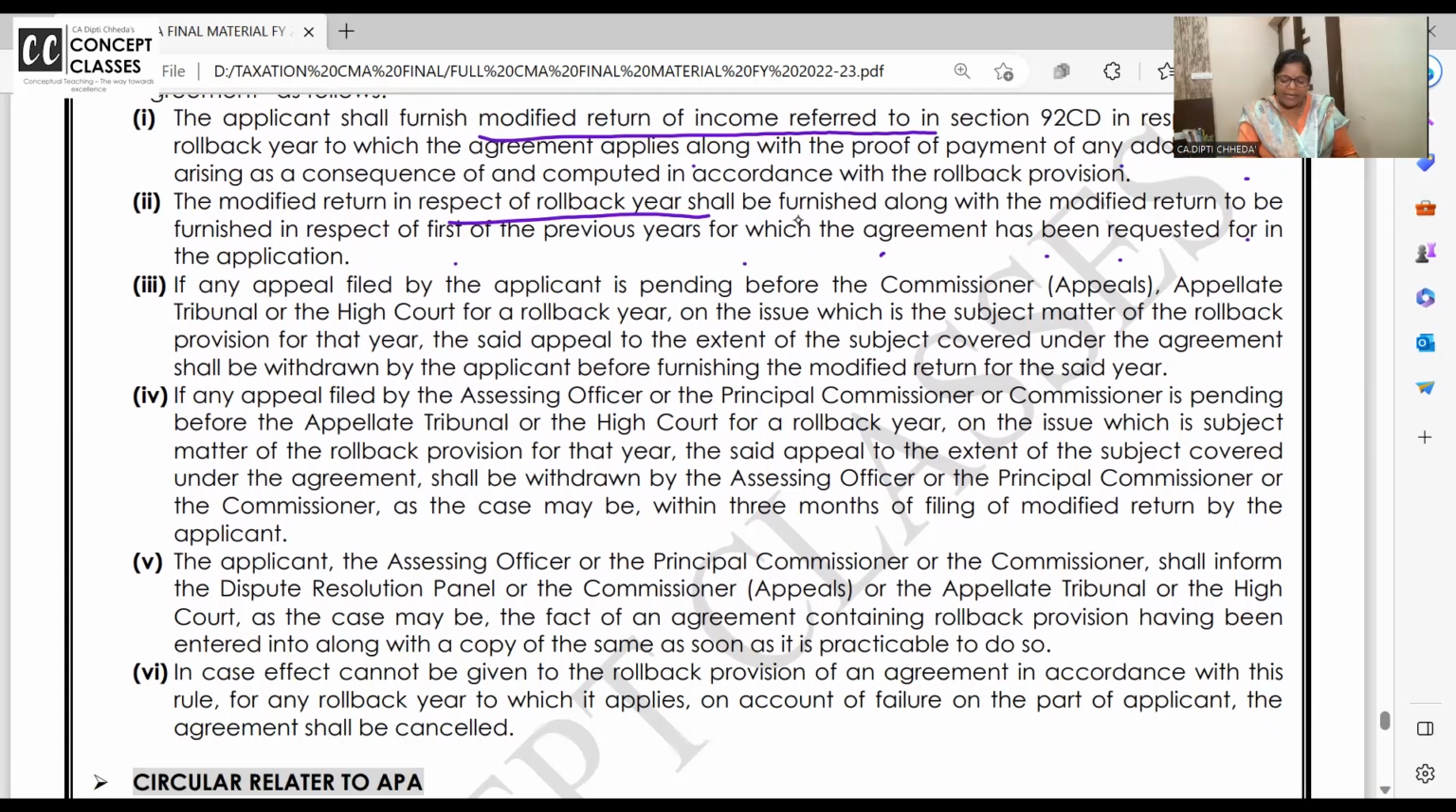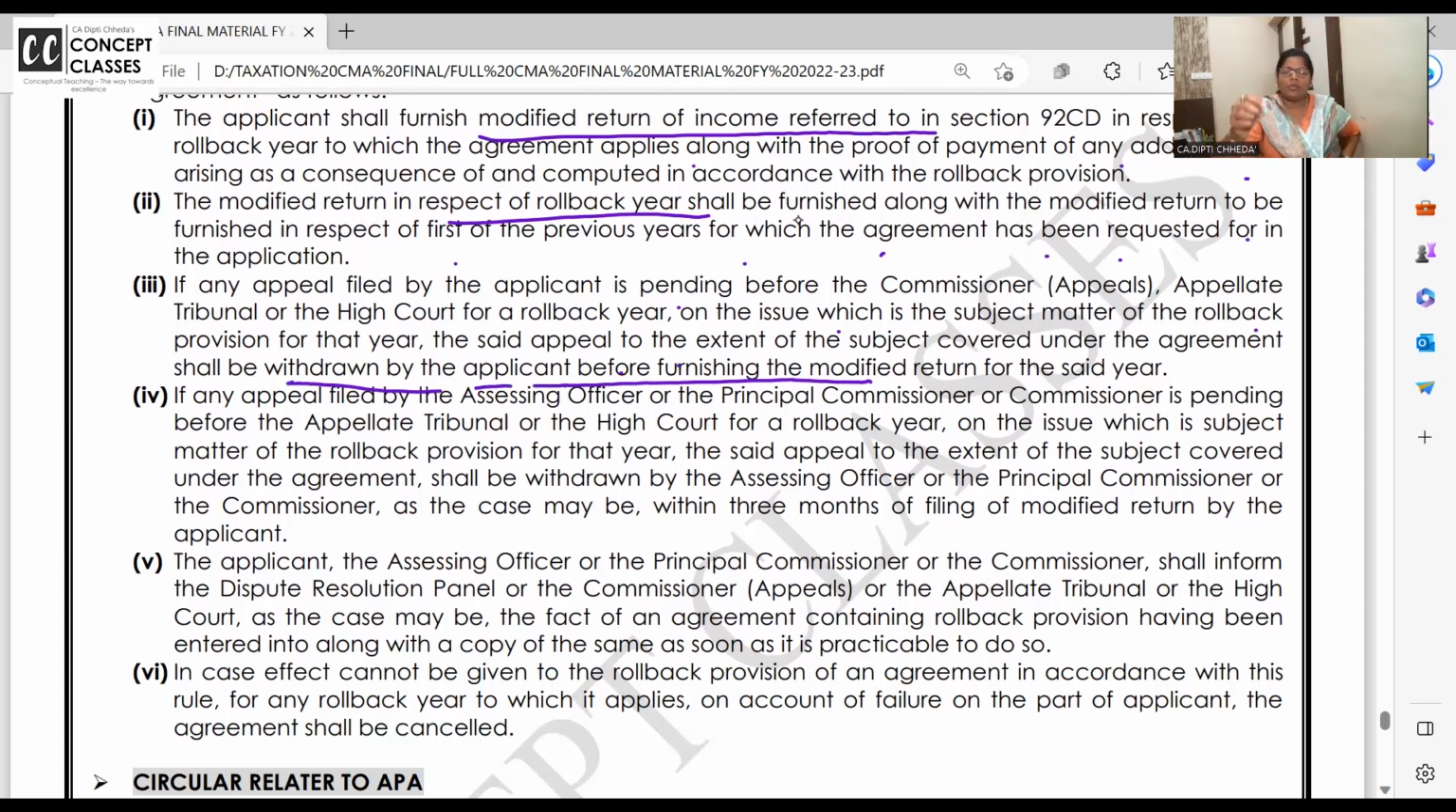If any appeal filed by applicant is pending before Commissioner Appeals, Appellate Tribunal, High Court for a rollback on the issue which is subject matter of rollback, the said appeal to the extent of subject covered under agreement shall be withdrawn by applicant before furnishing modified return. ठीक है ना? तो अगर कुछ कहीं पे एप्लीकेशन पेंडिंग है आपका, अब आप रोलबैक अप्लाई कर रहे हो, तो you can withdraw the application.